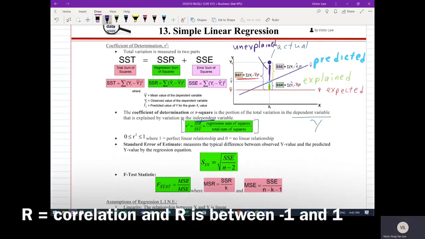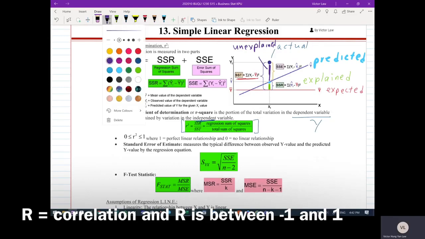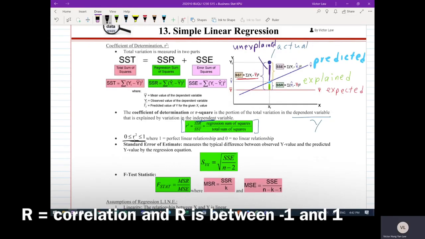And then what you need to know is that R squared is always positive, right? Because when you take the square of any number, it will always be a positive value, right? So that's why R squared will always be between 0 and 1, because it can never be negative. And when your R squared is 1, that means we have a perfect linear relationship. And when R squared equals 0, we have no linear relationship.